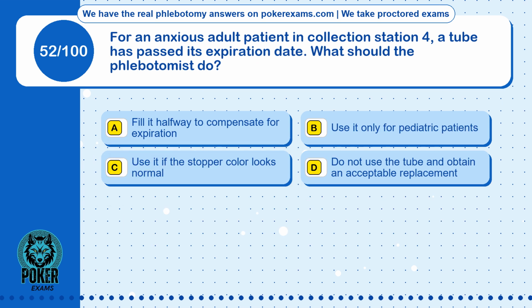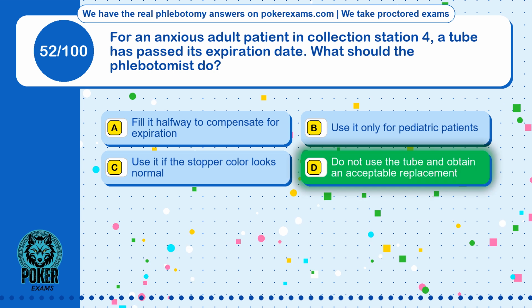Question 52. For an anxious adult patient in collection station 4, a tube has passed its expiration date. What should the phlebotomist do? Option A. Fill it halfway to compensate for expiration. Option B. Use it only for pediatric patients. Option C. Use it if the stopper color looks normal. Option D. Do not use the tube and obtain an acceptable replacement.